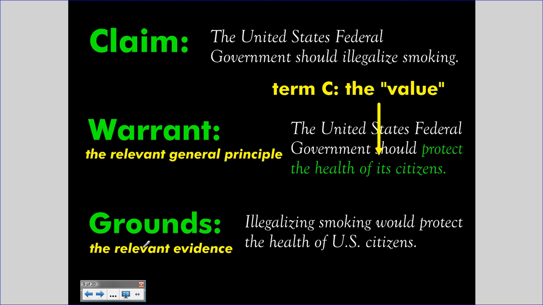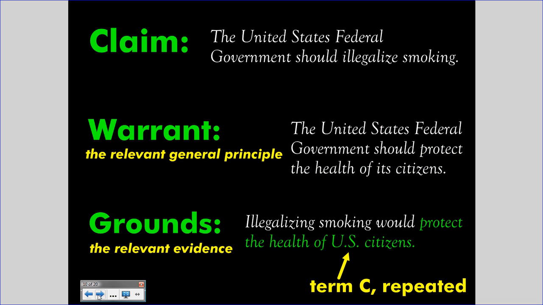However, in order to lock this in as valid logic, we need the grounds. Let's take a look at the grounds. The grounds repeats term C, as in the predicate of the grounds, you'll see protecting the health of U.S. citizens. It also repeats term B, illegalizing smoking. Now there's been a little bit of a change. We've changed this simple present tense to a present participle here. However, it's the same idea. Illegalize smoking up here, illegalize smoking down here.